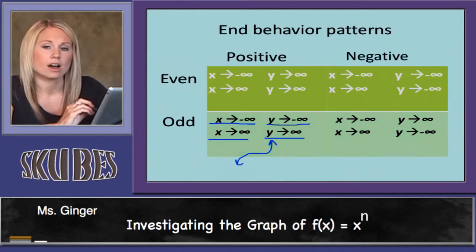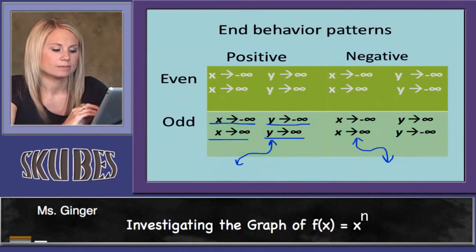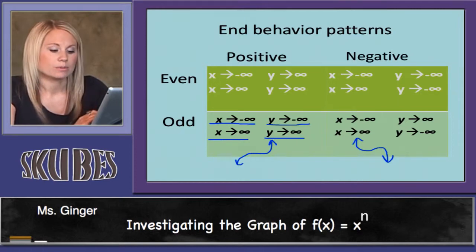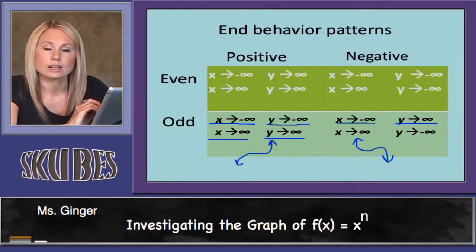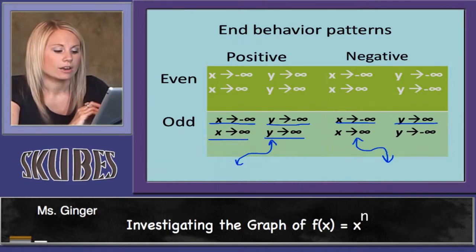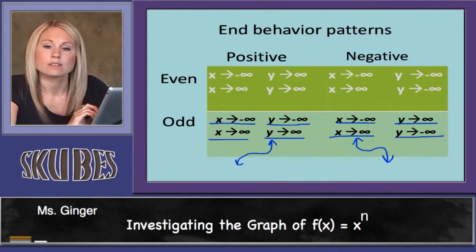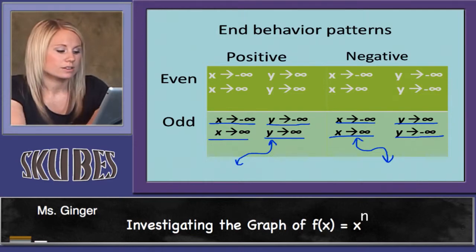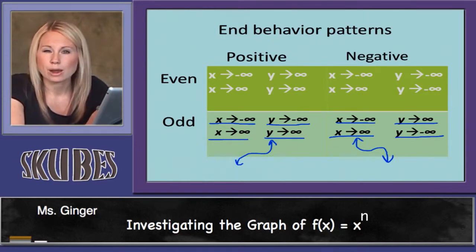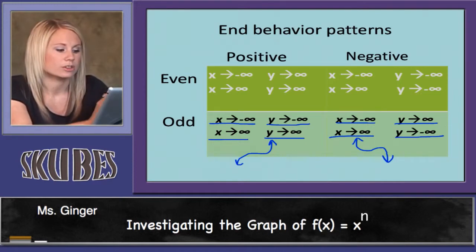If we had an odd-powered negative function, it would be doing the opposite. On the left end, it would be going up. You can see that here. As x approaches negative infinity, the function moves up. And on the right end, it's moving down. So as x approaches positive infinity, the function is approaching negative infinity. You can use this to describe no matter what power you have, every time that you have an odd power, negative or positive. Same thing with the even-powered functions.